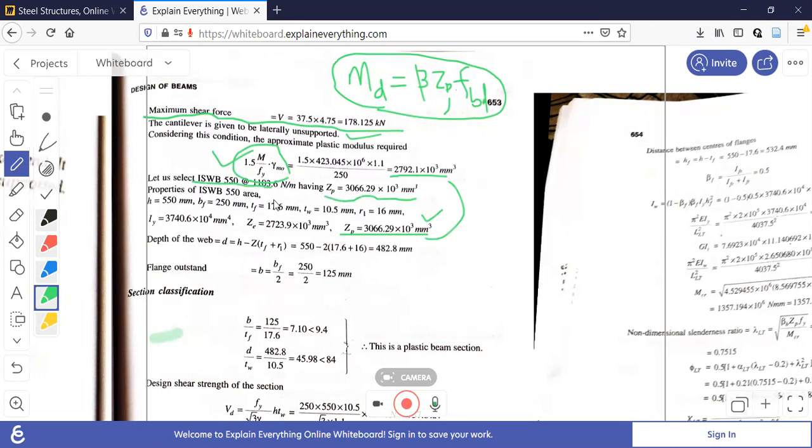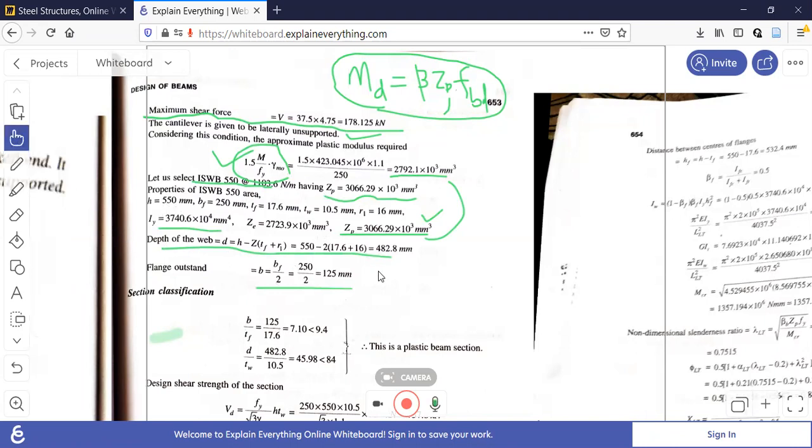All these are other geometrical properties here. Depth of the web and all you can see here. This calculation I will not go into the details. Iy, minor axis MI about the minor axis is also there. So these are the values that we are going to use. Once the section is approximately selected, this will happen.